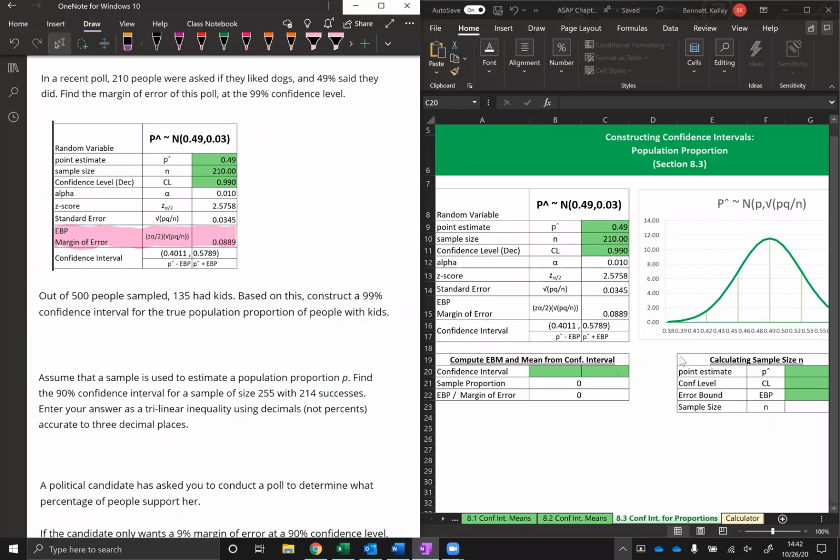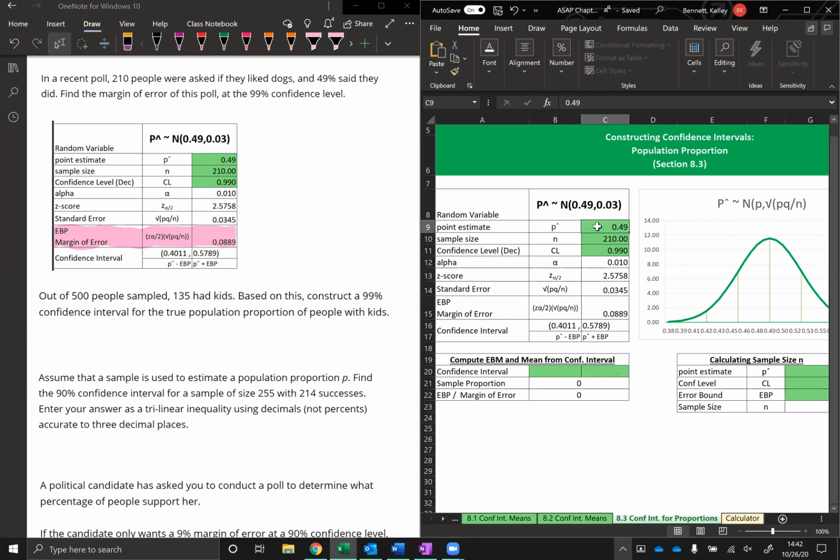In the third example, it's a little bit different because we have so far been given p hat as a decimal. In this case, we aren't given p hat explicitly. We're told that 500 people were sampled, and of that 500 people sampled, 135 had kids. So we have to figure out what p hat is from this. Well, p hat is just going to be the proportion from the sample that have kids. So the proportion is just going to be 135 over 500.